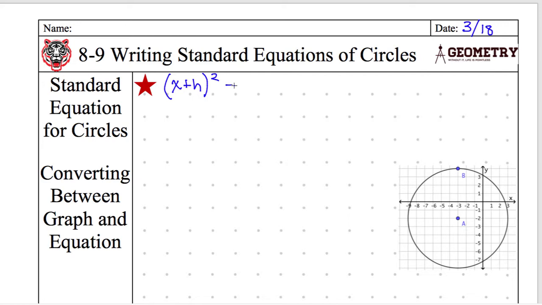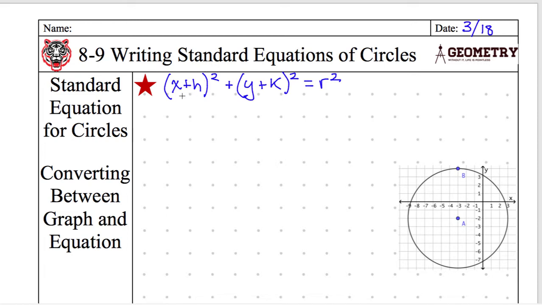Minus, plus y plus k squared. Quantity squared, yep. Equals r squared. R squared. You are so close. I'm going to give it to you, though. Martine, you want to correct her? It's x minus h and y minus h.